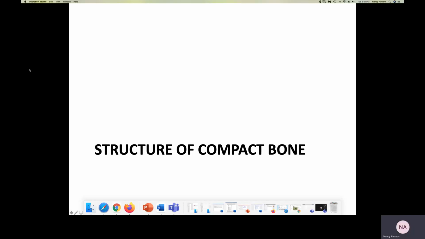I mentioned earlier, when we talked about the anatomy of the long bone, that there are two major types of bone. There's going to be compact bone and there's going to be spongy bone. And in this, we're going to talk about the details of compact bone and touch upon the characteristics of spongy bone.